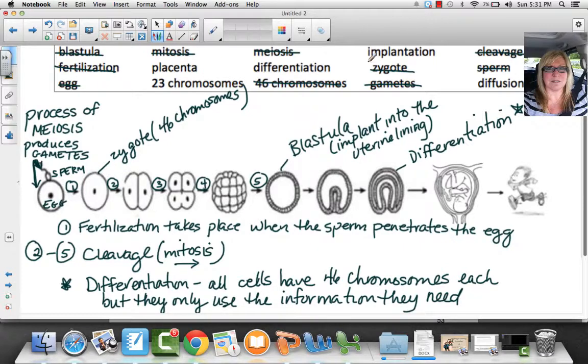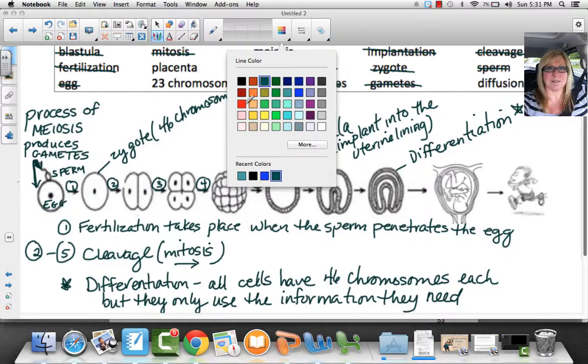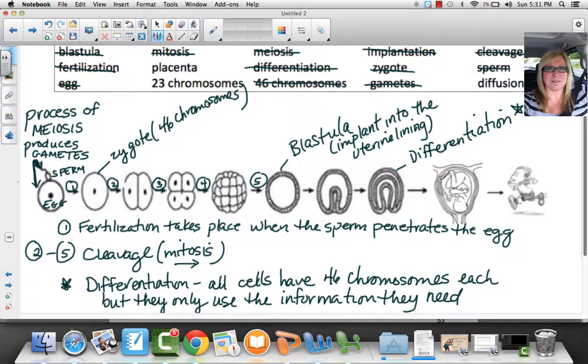Okay. And here you can see that the baby is developing. And then we have implantation, we have differentiation. So here, I'm going to make this a different color. I don't know if you can see this in here. Not letting me, there it is. I just made it pink on mine. Okay, that is the placenta.